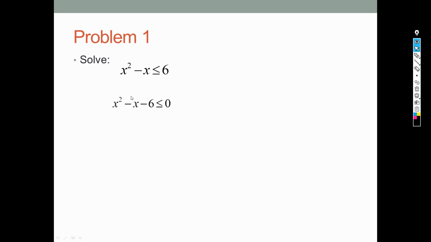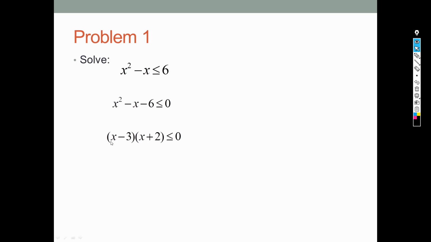Okay, now what I want to do is find the numbers that make the left side 0. And the best way to do that is to factor it. So in the next step, I factor this. I get x minus 3 times x plus 2 is less than or equal to 0. Now, look at the left side. Now that I have it factored out, I want to find the numbers that make the left side 0. The left side will be 0 when either one of those factors is 0.